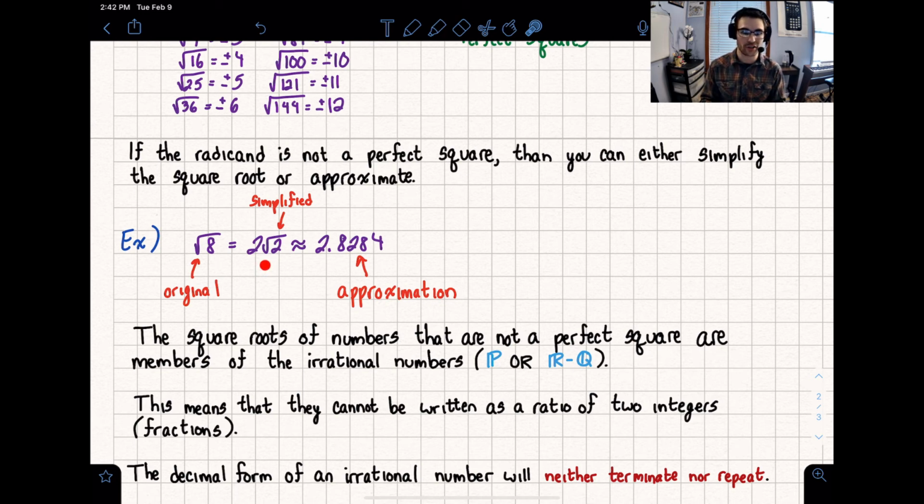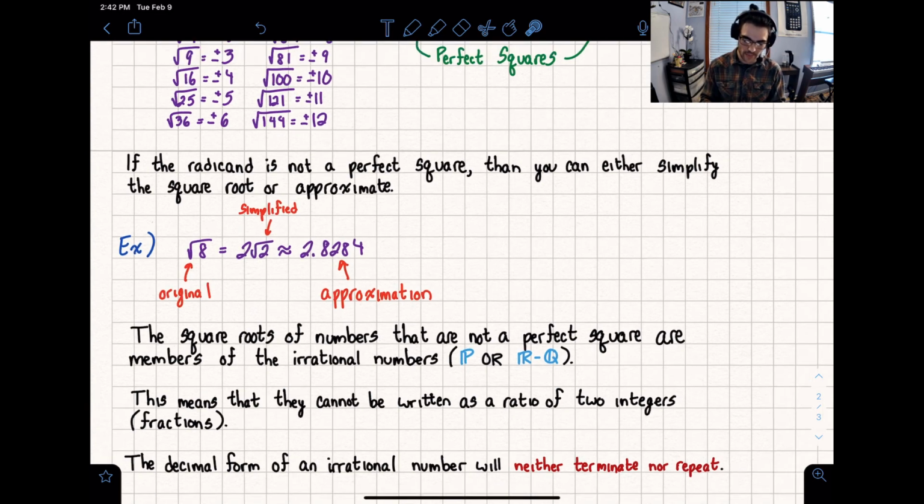But I just wanted you guys to know that it can be simplified to a different form. Wherever you are in your education, if you're not familiar with the simplification process, then you are better off either leaving it as the original or an approximation. You would just plug your square root of 8 into a calculator, and I stopped at the first 4 decimal places. That's usually how I like to round. Just a personal preference. You're free to go as far as you want to.